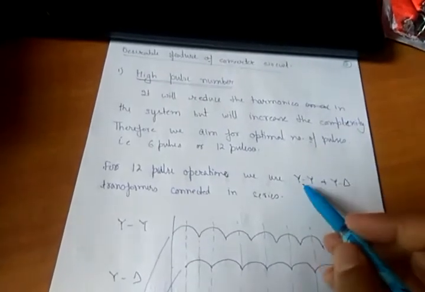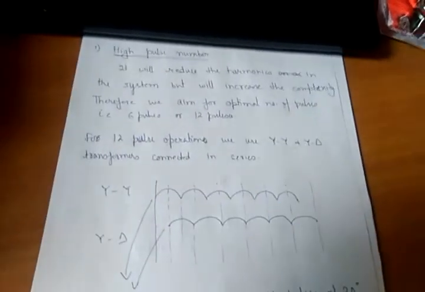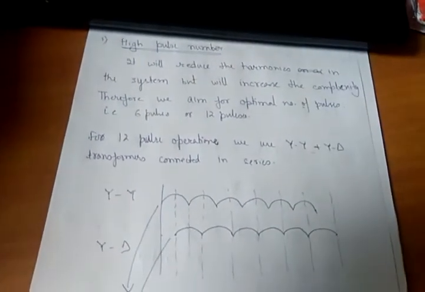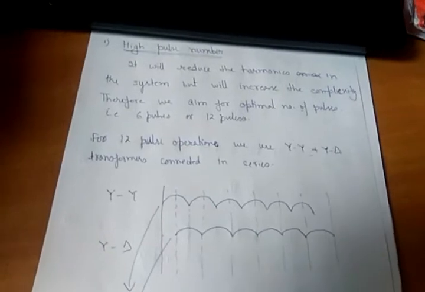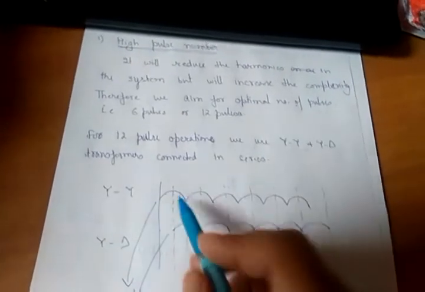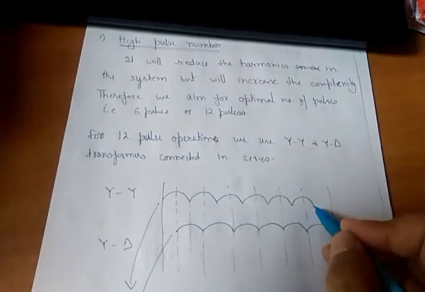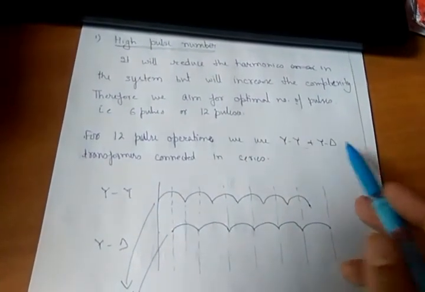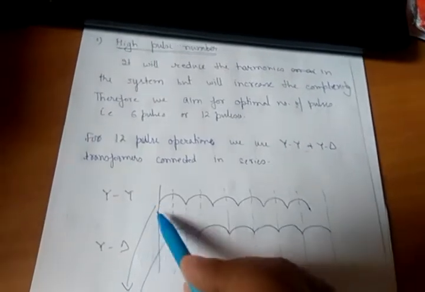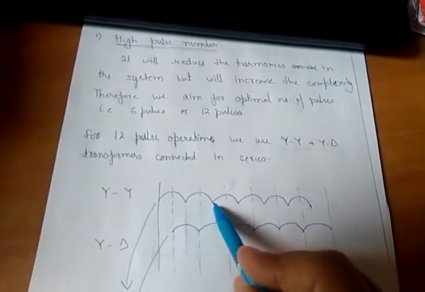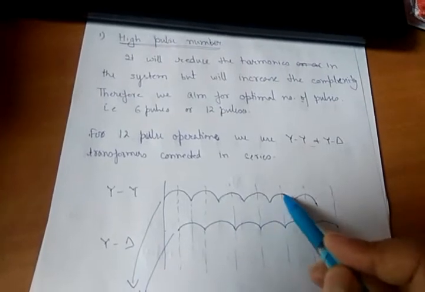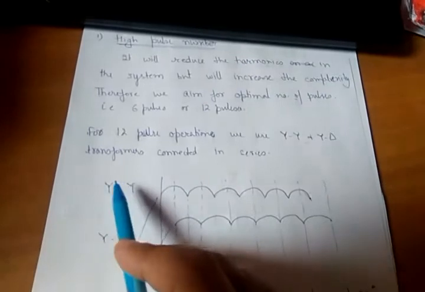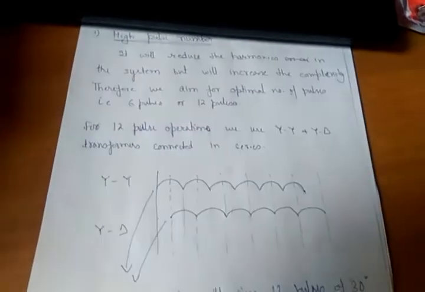For example, suppose for a star star transformer the pulse number is 6. I will get 6 pulses on the converter output. So this is a total of 360 degrees up to this point. Each pulse will be of 60 degrees. 6 6s are 36. So this is the 1st pulse, 2nd pulse, 3rd pulse, 4th pulse, 5th pulse, and 6th pulse. This is the output at the converter terminal of a star star transformer.